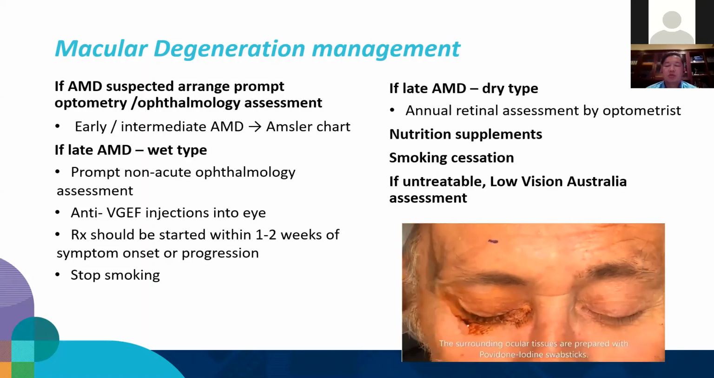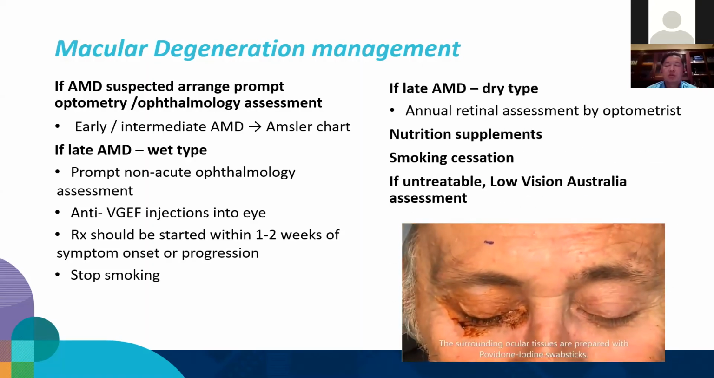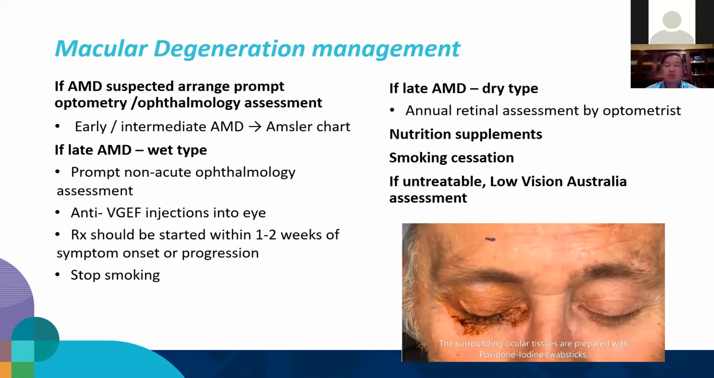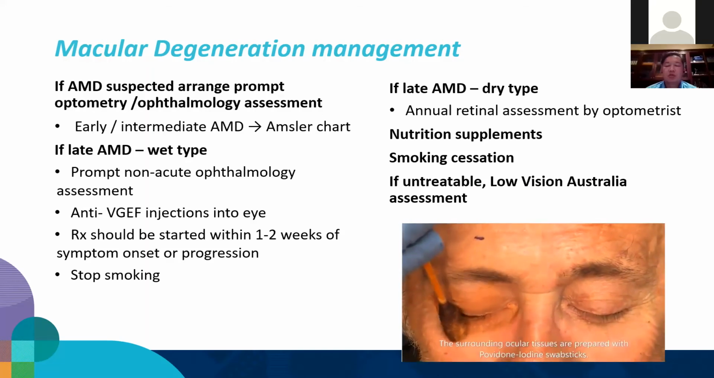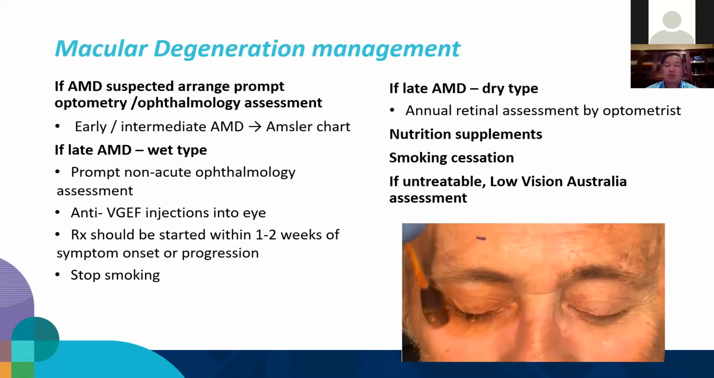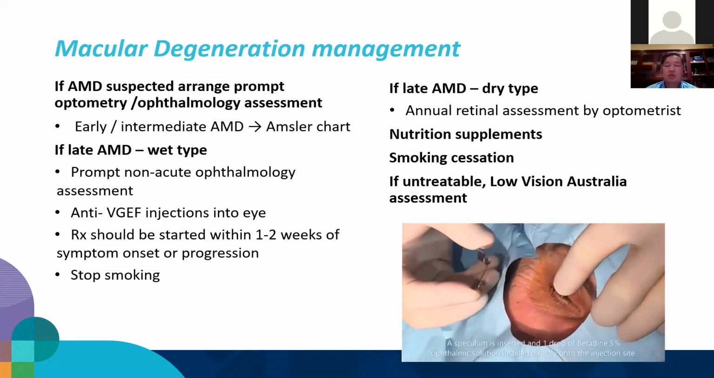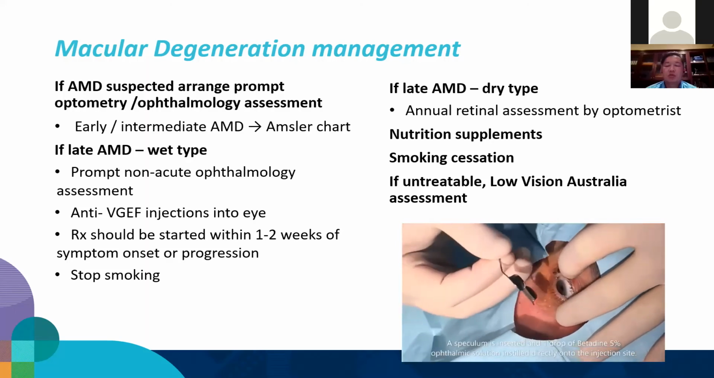Okay. So if it's late AMD and it's of the dry type, basically you just need an annual retinal assessment by the optometrist. Now, some patients with the dry type can develop the wet type later on, and vice versa. Some with the wet type can develop the dry type later on as well.